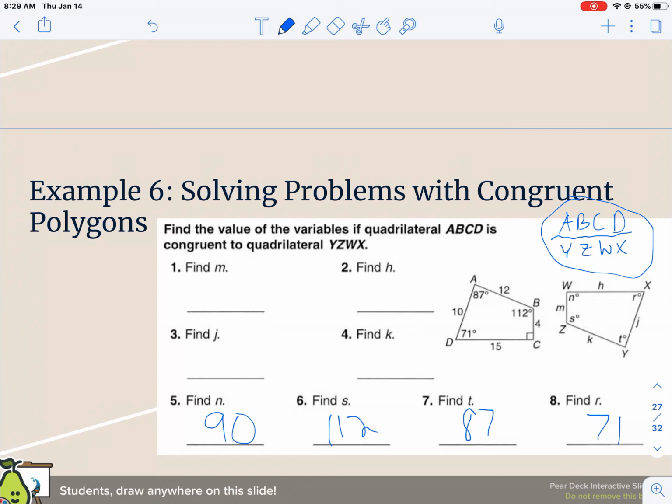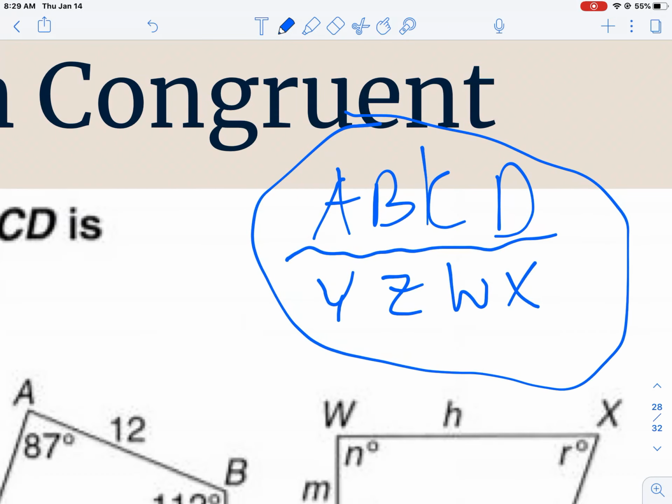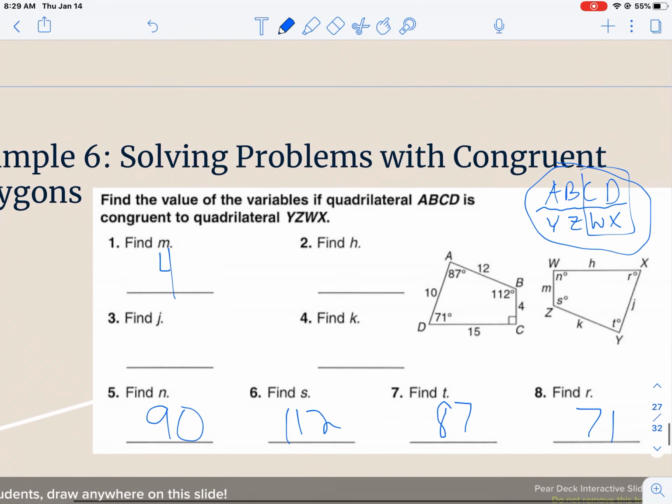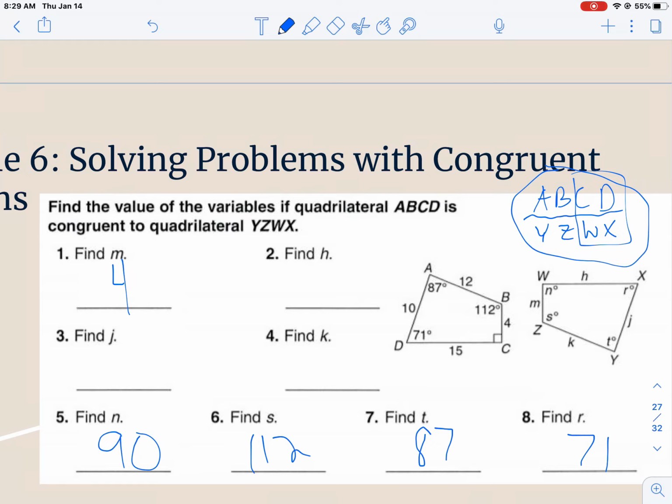Okay, now obviously the sides are going to be a little bit harder, but no worries. So find M. M is at WZ. WZ matches up with BC. So BC is 4, so WZ is 4. So M has to be 4. So H is at WX. WX matches up with CD, right? CD is 15. WX is H, so H equals 15.